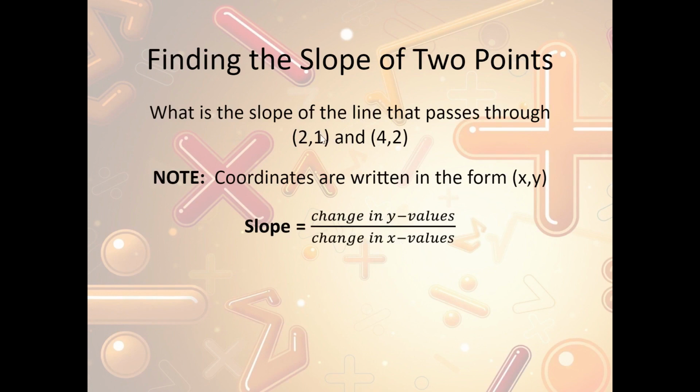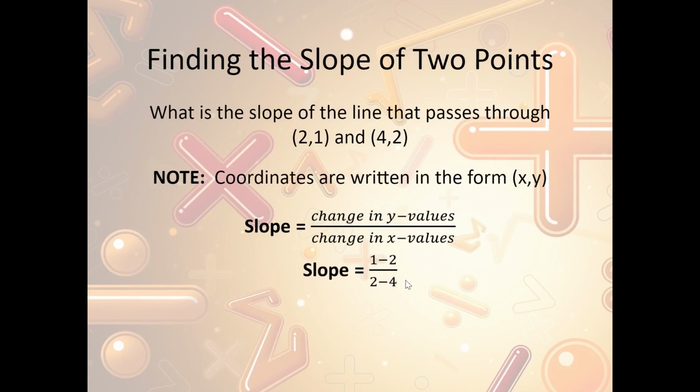So when I do that, I get 1 minus 2. Those are my y's, so that's my change in y. So my change in y is 1 minus 2. And my change in x is 2 minus 4. So that's change in y over change in x. Now when I do that, 1 minus 2 is negative 1.